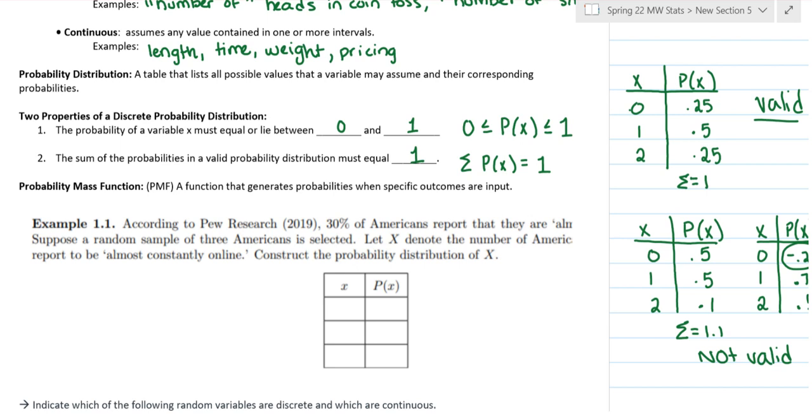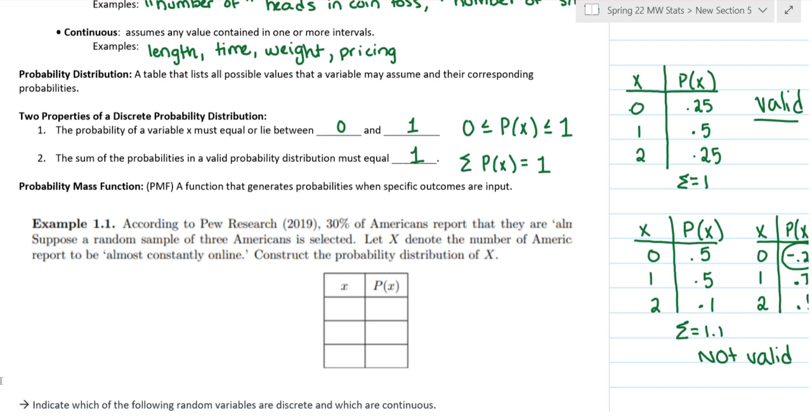According to Pew Research, in 2019, 30% of Americans report that they are almost constantly online. Suppose a random sample of 3 Americans is selected. Let X denote the number of Americans in the sample that report to be almost constantly online. Construct the probability distribution of X.